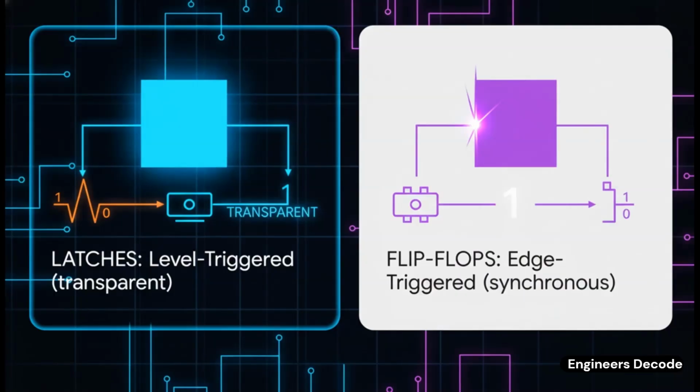The single most important difference. Latches, they're level triggered. Think of it like a window. When the clock is high, the window is open and data just flows through. But flip-flops, oh, they're edge triggered. They only care about that split-second moment the clock signal changes. It's like a camera shutter taking a snapshot. That's it. That's the secret.